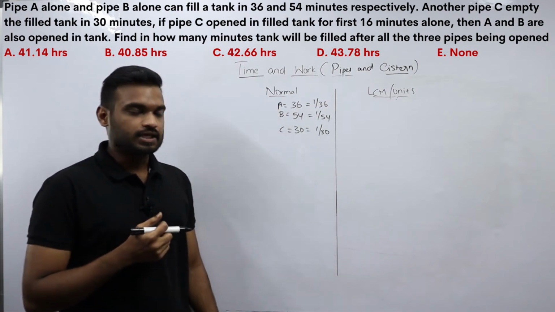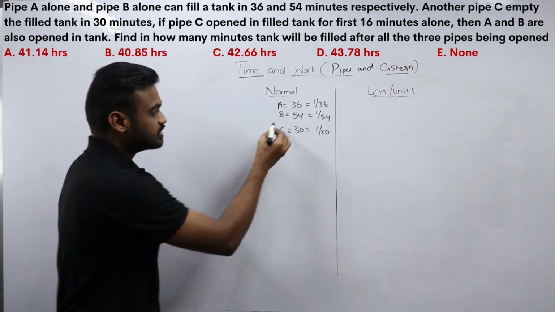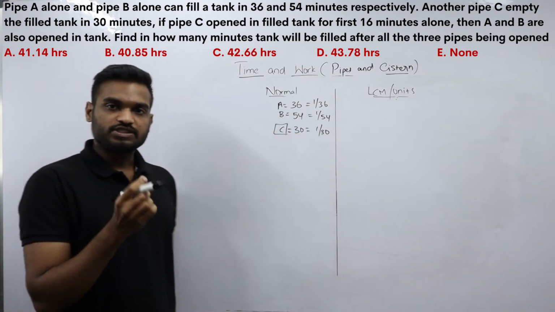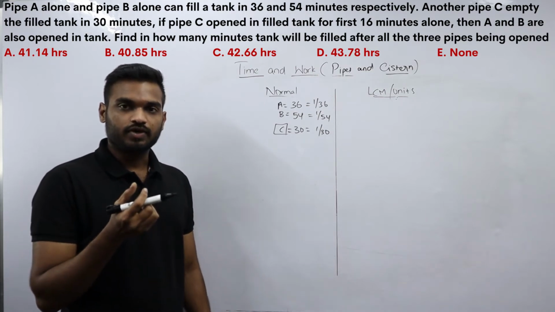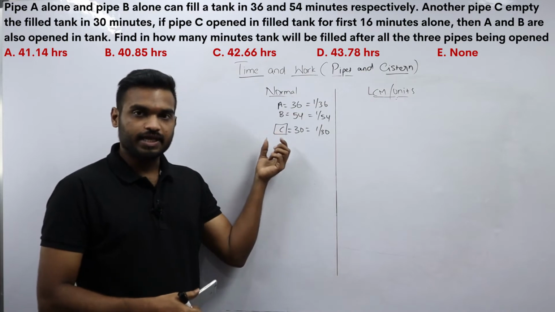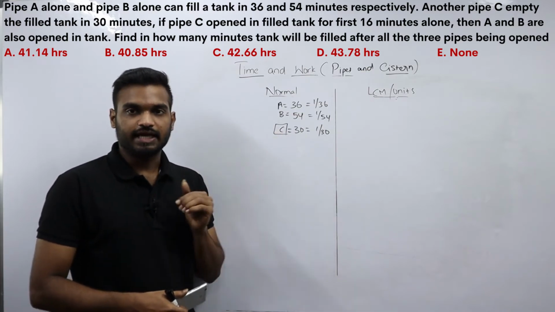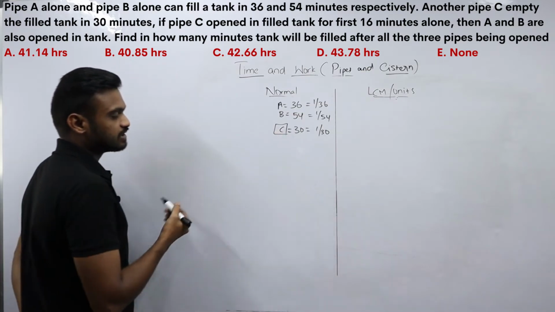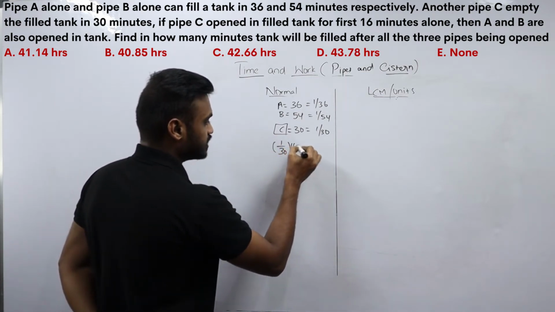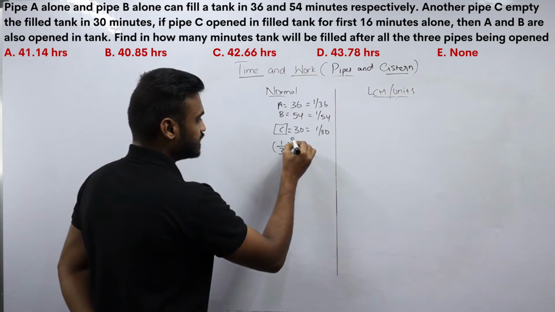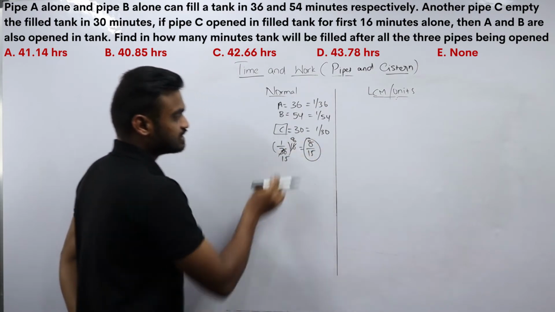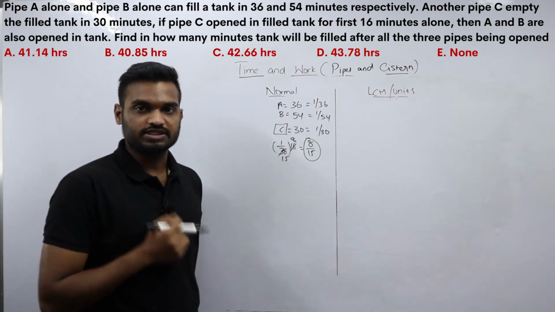Now they are saying that in a completely filled tank, C is opened for the first 16 minutes. So for the first 16 minutes, some part of the tank will be emptied by C. Now, what is the part of the tank that is emptied by C? That is 1 by 30 into 16 minutes. So we will get 2 8s are 16, 2 15s are 30, so 8 by 15th part of the tank is emptied by C in the first 16 minutes.